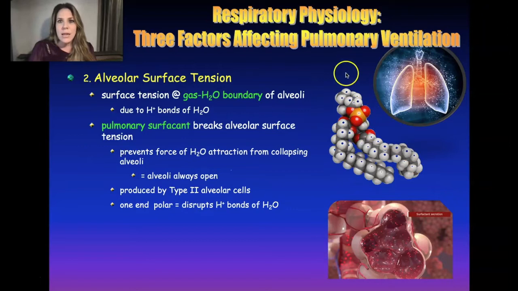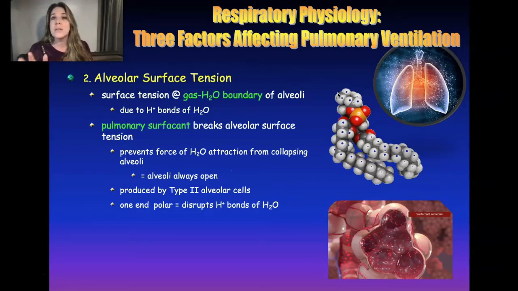And you'll notice that it has a polar head. Polar likes polar, right? And water molecules are polar. So the polar head of the surfactant will actually bind near the water where the surface tension is and break those hydrogen bonds. That breaks up that surface tension and keeps those alveoli from collapsing, keeps them open. So thank goodness for pulmonary surfactant.